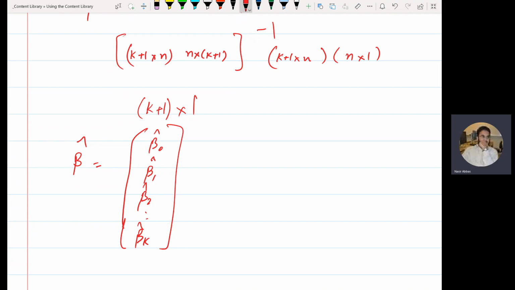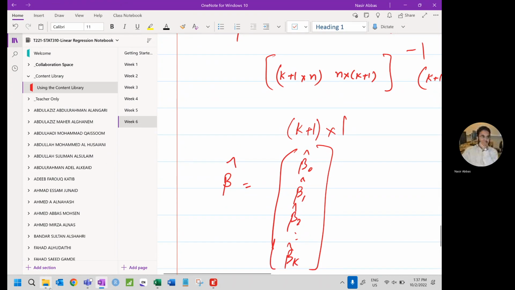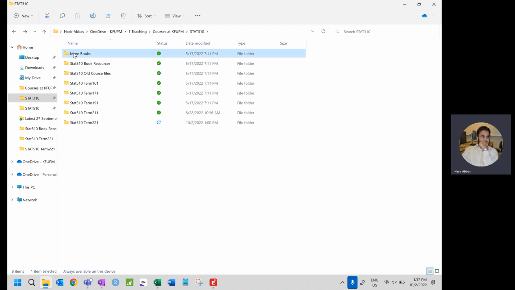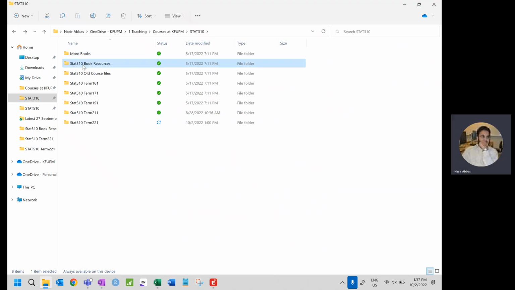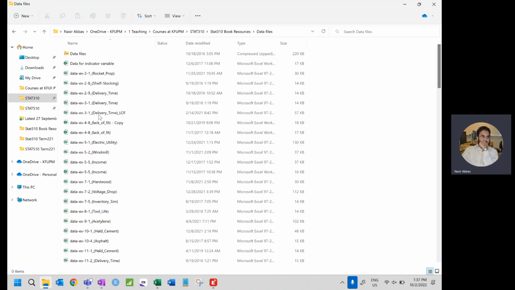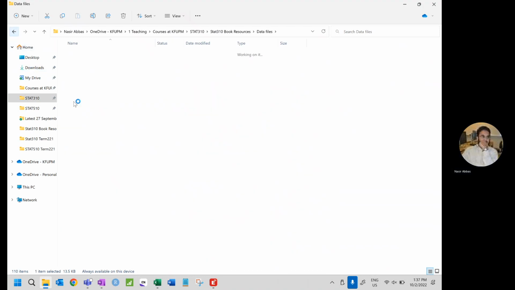Let us quickly find this and see how this works. Very easy in Excel. You just have to do a couple of steps and you will get the beta. For this, I'm going to use the data set, for example, 3.1. And I think for the next 6 to 7 chapters, we'll be using this example. 3.1, delivery time.